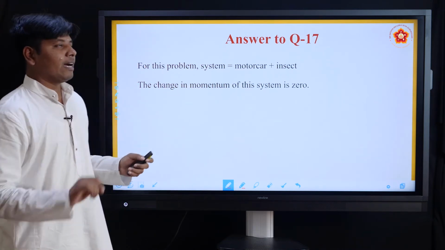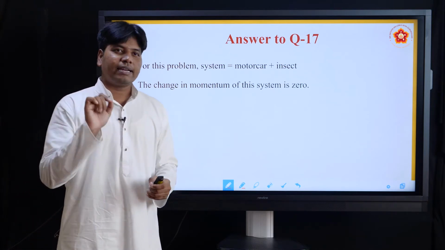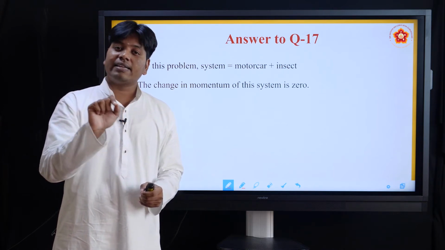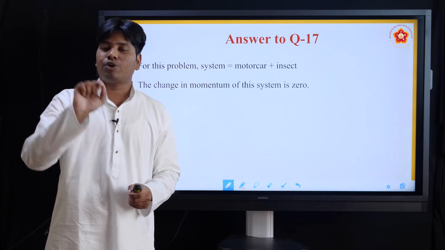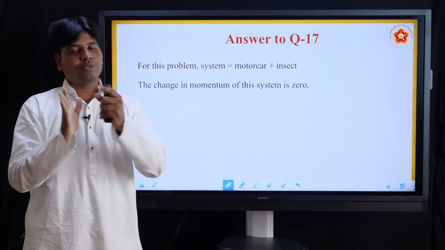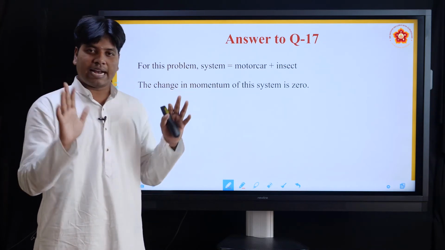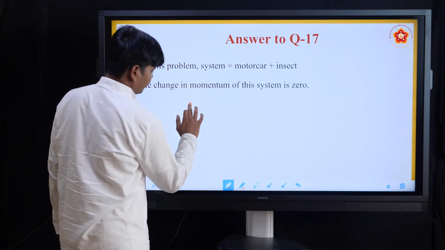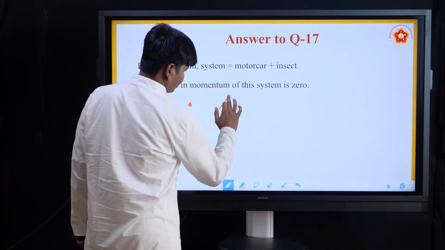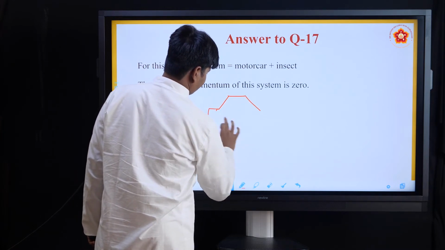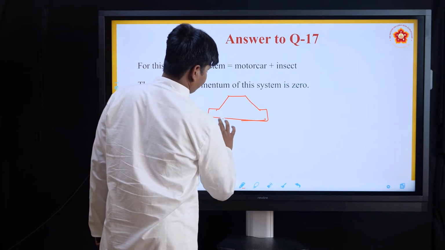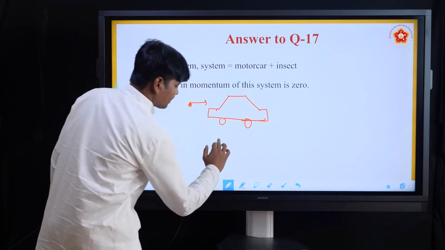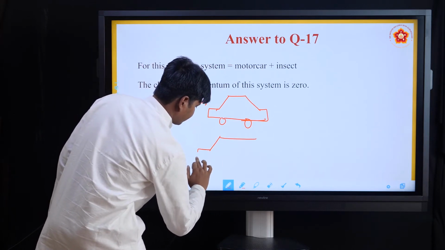Now let us see the observation Kiran made. Kiran said that the insect experiences a greater change in momentum when compared to the motor car. That is why it sticks to the windshield. So the given situation is like this. You have an insect, you have a car. Now the insect comes, and what happens when it hits?